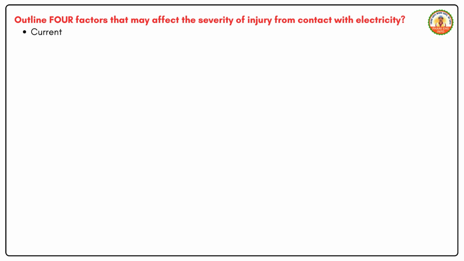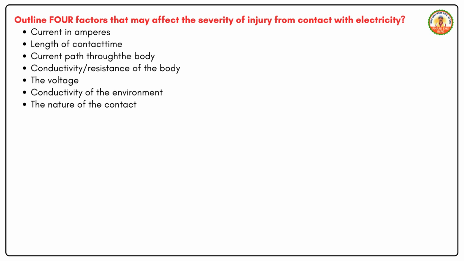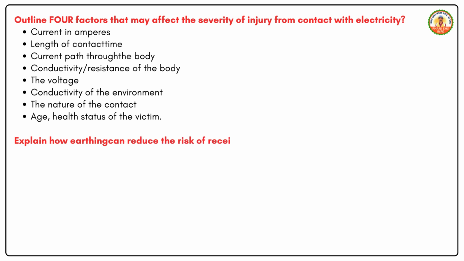Outline 4 factors that may affect the severity of injury from contact with electricity. Current in amperes. Length of contact time. Current path through the body. Conductivity resistance of the body. The voltage. Conductivity of the environment. The nature of the contact. Age, health status of the victim.